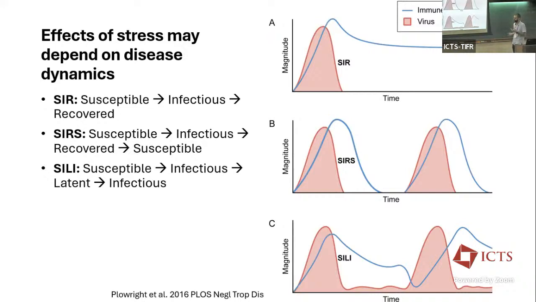And the effects of stress may really depend on the pathogen itself and how it's transmitted. So I don't know if we've covered a lot of this so far, these concepts of different transmission modes or disease dynamics. Have we covered it?